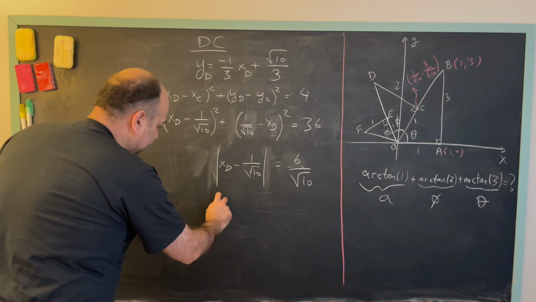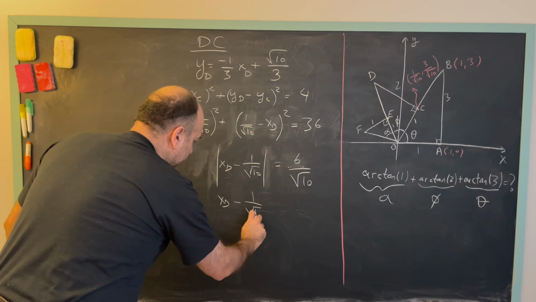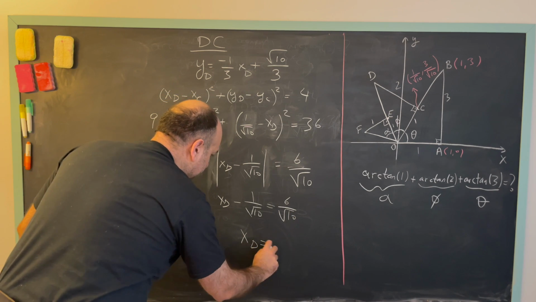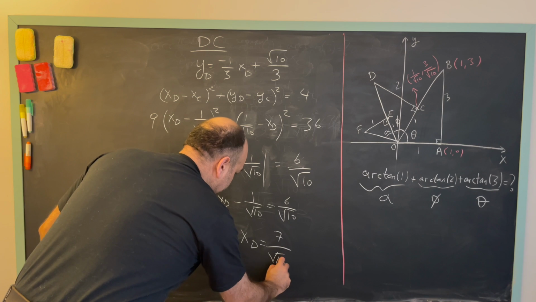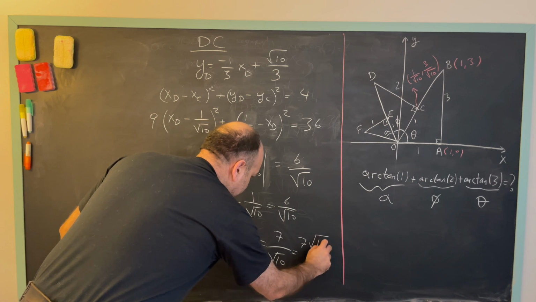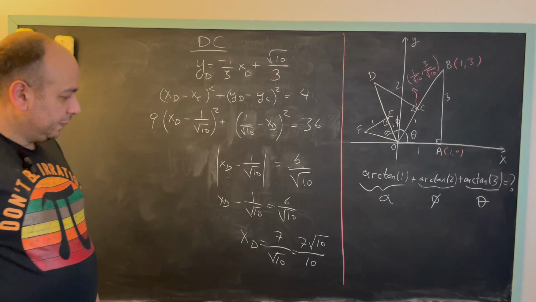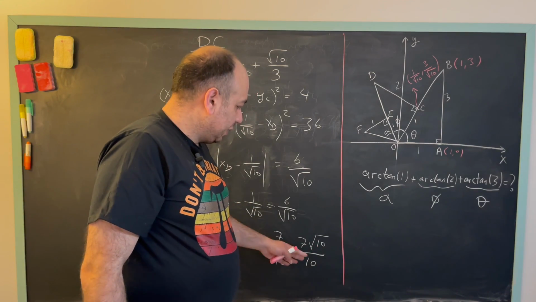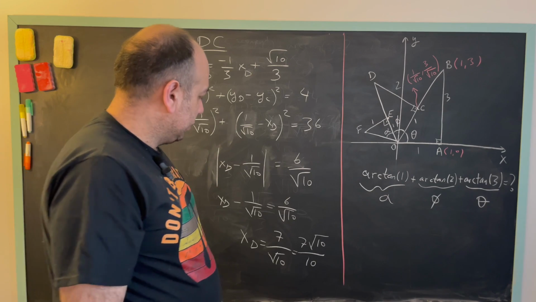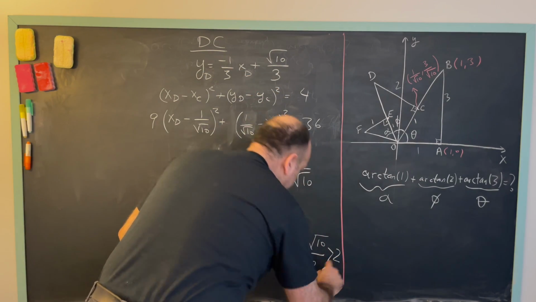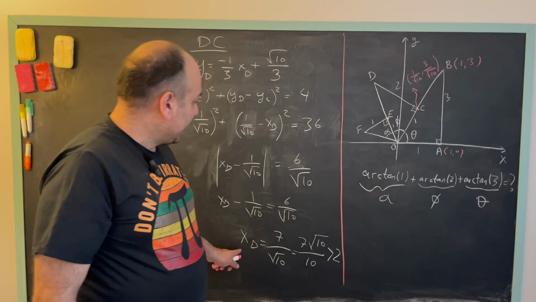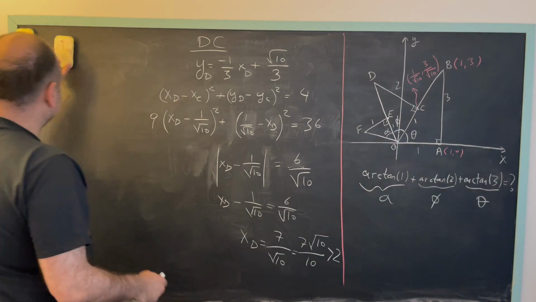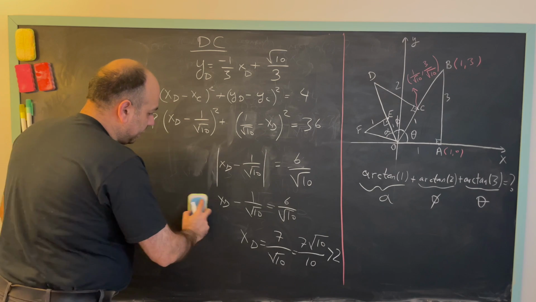So this may come out as positive. So xd - 1/√10 may be equal to 6/√10. So this gives me xd is equal to 7/√10, or this is nothing but 7√10/10. Okay, so √10 is something larger than 3, so 3 times 7 is 21, divided by 10 is something like 2.1, so this is going to be something larger than 2. But we already know that the x-coordinate of d cannot be larger than 2, right? So this is not the possible answer for x of d.